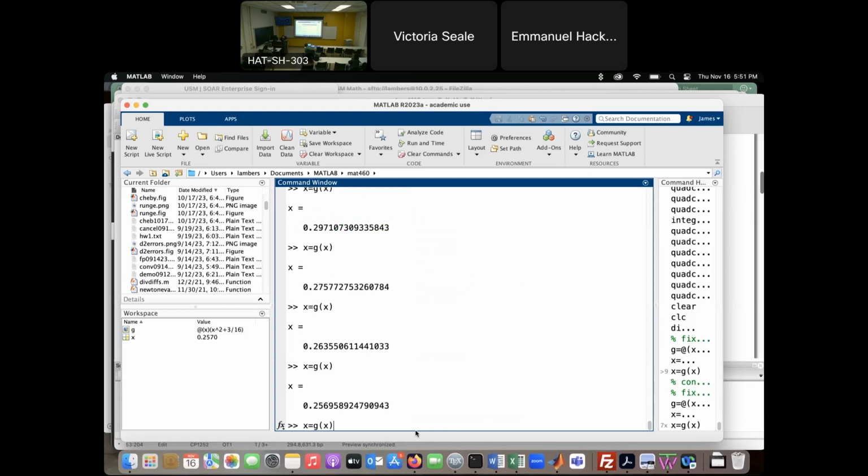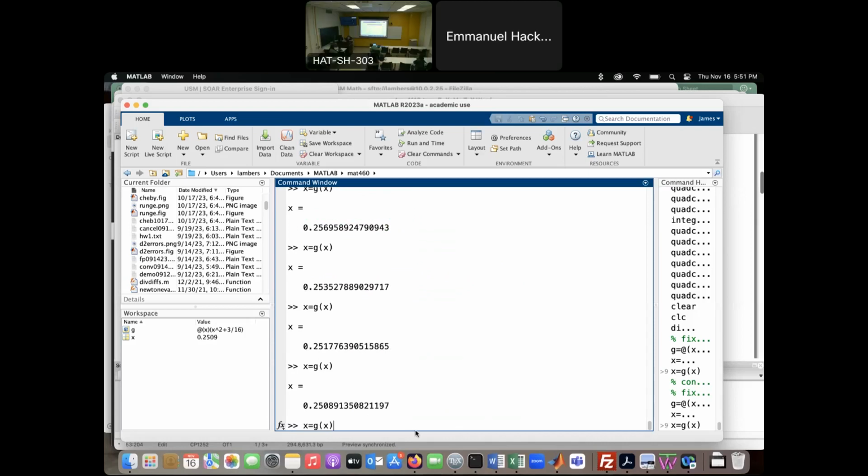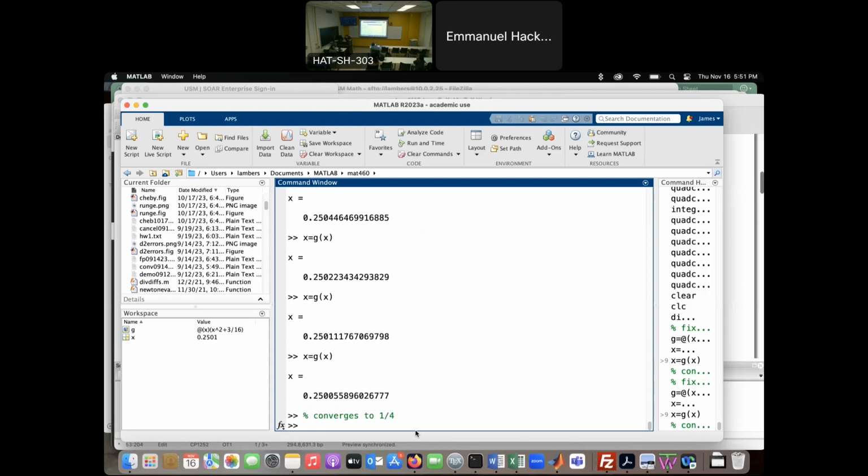Okay. And you see after just a few iterations that that's where it's going. Still not all that fast. Okay, so I think I've reached my convergence. Kind of. Yeah, so this will converge to 1/4. And there's no need to go further than that.